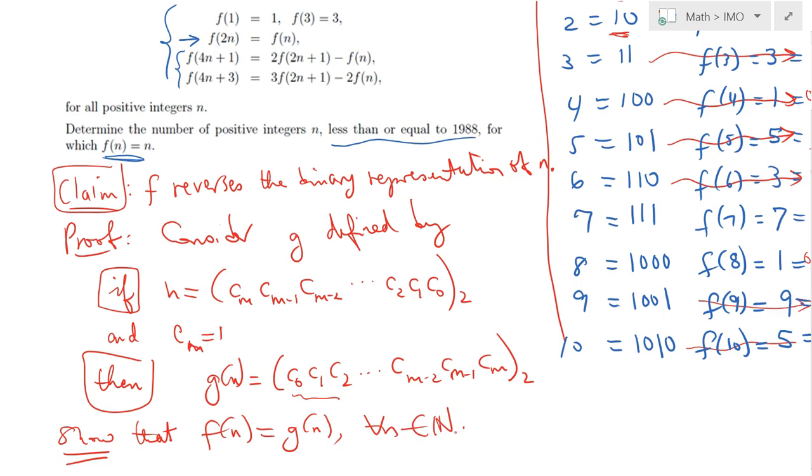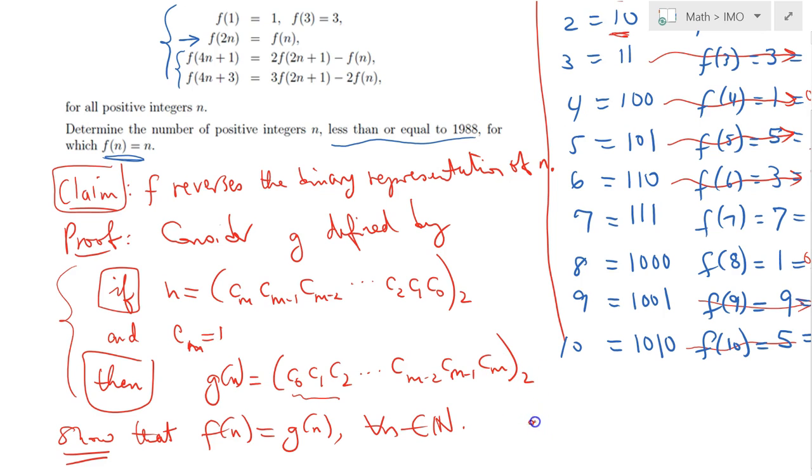And that's it. So if we can prove that, then it is clear from this description that G does in fact do this reversing business of the binary representation. So F would have done the same trick as well.